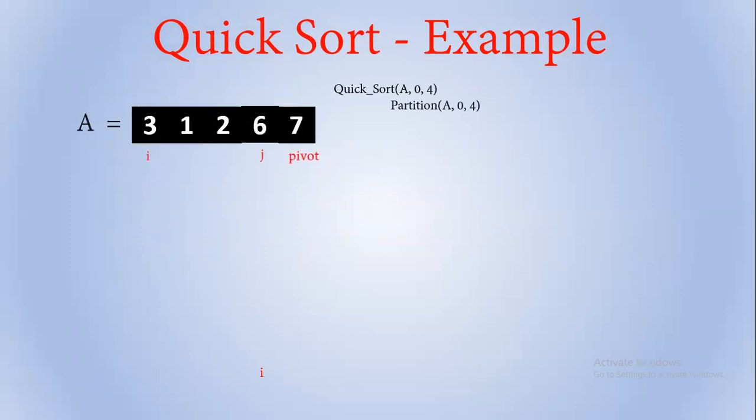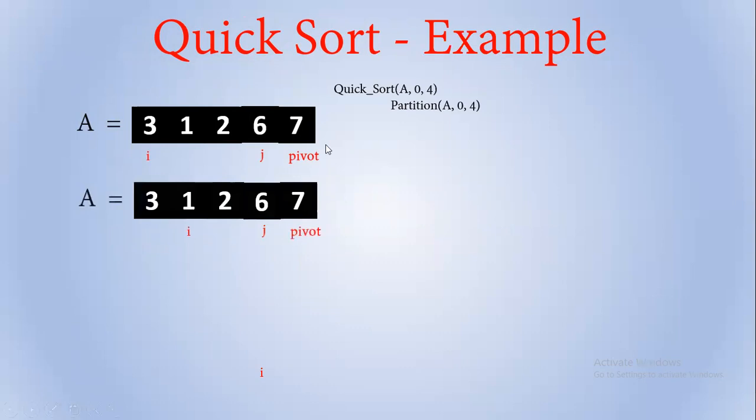Okay, these are initialized. And then inside the while loop, what will be checked? We check whether A[I] is less than pivot. A[I] is what? A[0] is 3. Pivot is 7. 3 is less than 7, so it is true. That means we increment the value of I. So now I is 1.